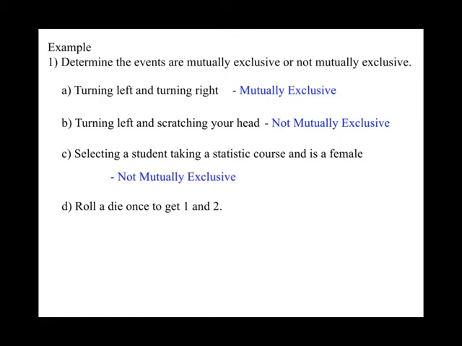D, roll a die once to get 1 and 2. If you only roll the die once, can you get 1 and 2 at the same time? No, right? So mutually exclusive.